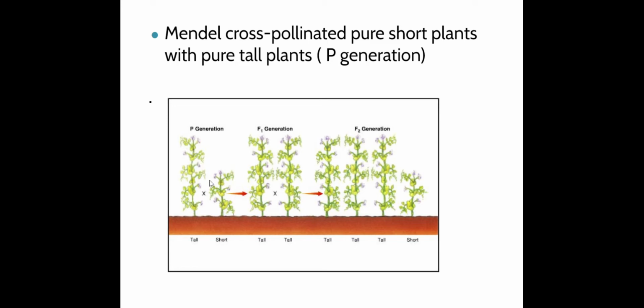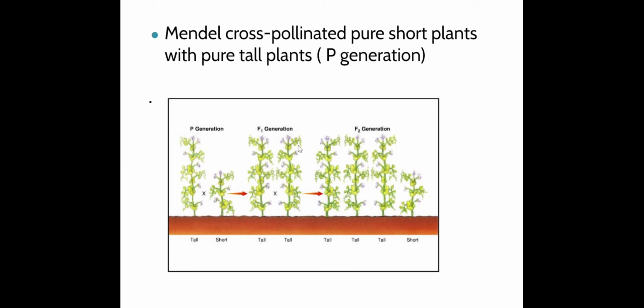And what he found was that when he crossed them, they wound up being tall plants, which tells us that tall dominates over short because it's what shows up when you cross them. So these here would be capital T, lowercase t for each of the plants. They would have gotten a tall from the one plant, from the tall parent, and then they would have gotten a lowercase recessive from the short plant.